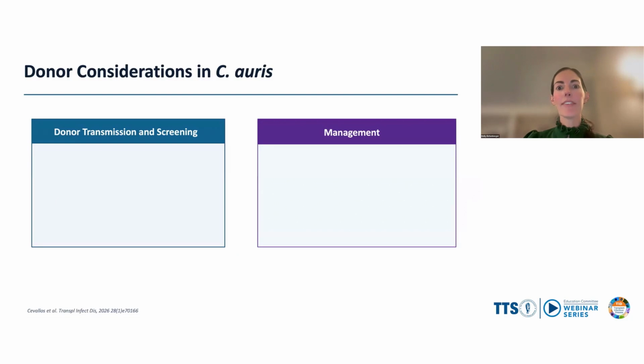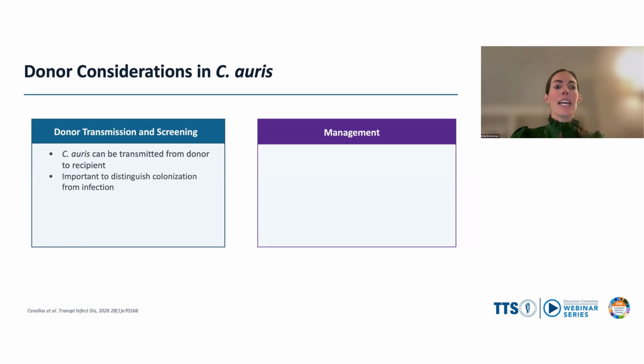I'm going to finish up in the last minute here, just thinking through some donor considerations in Candida auris. And I'm going to caveat this by saying that this is a data-free zone. So we know that Candida auris can be transmitted from donors to recipients. There have been articles in the literature documenting this. And in each of these cases, the donor had an infection with Candida auris that was discovered later, after the infection developed in the recipient.